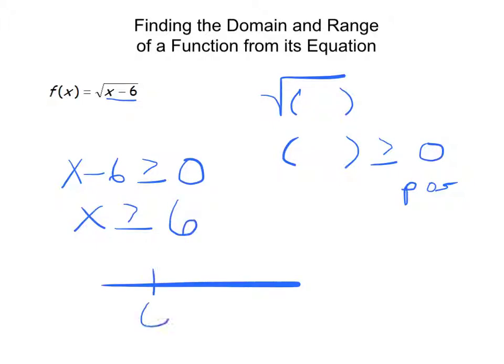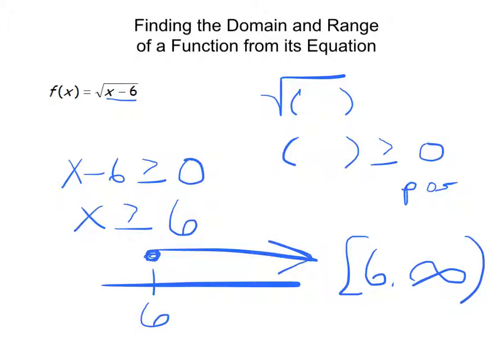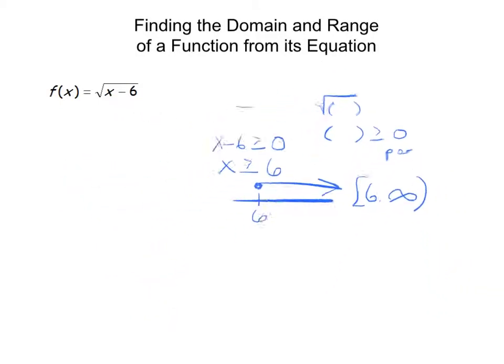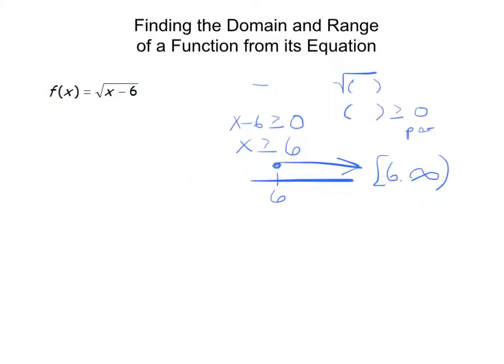So on a number line, we can plug in 6 and any number bigger than 6. So our domain is going to be from 6 to infinity. We'll just shrink this up a little bit and summarize, and we'll just say here that for this function, the domain is 6 to infinity.